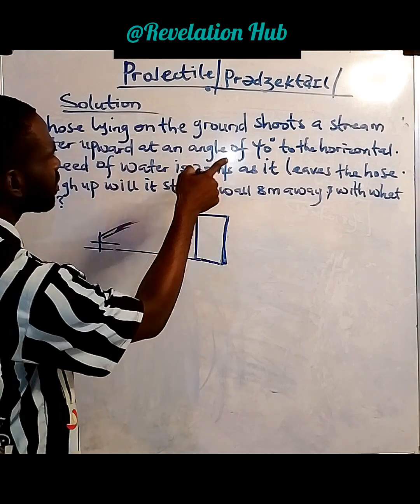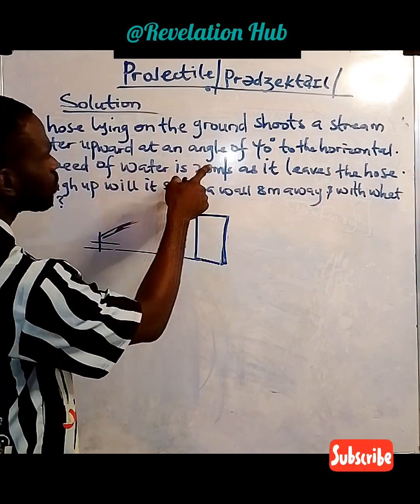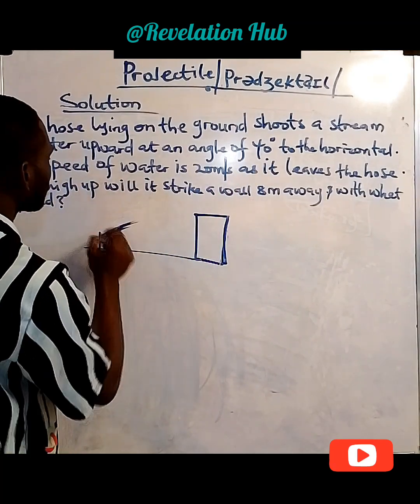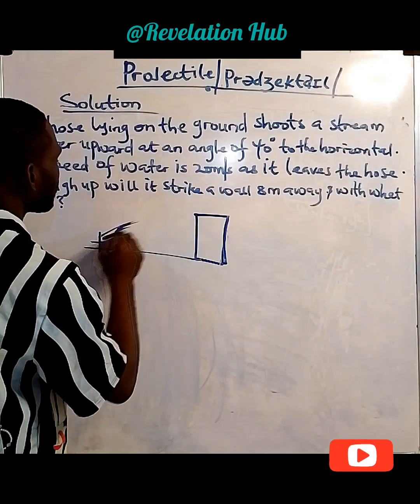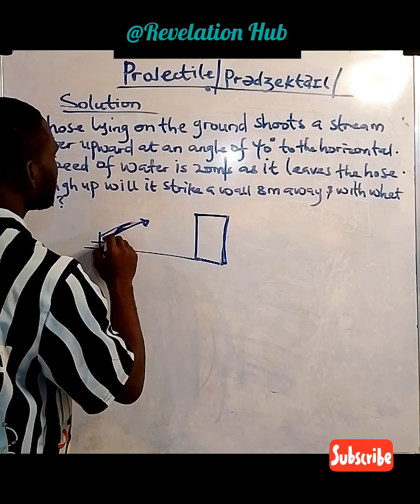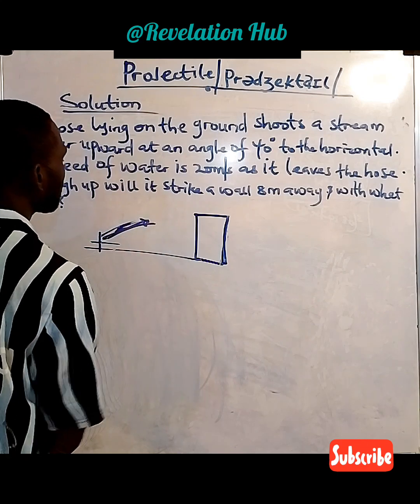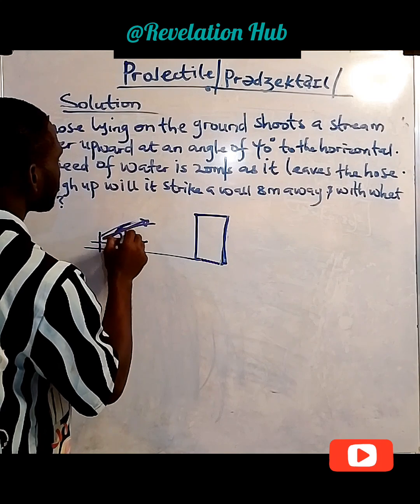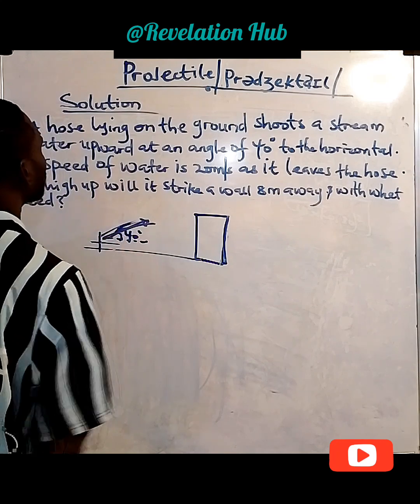Let's say a hose shoots a stream of water upward at an angle of 40 degrees to the horizontal. The speed of the water is 20 meters per second. So this is what happens. The water leaves with this speed, 20 meters per second, at an angle of what? 40 degrees to the horizontal.